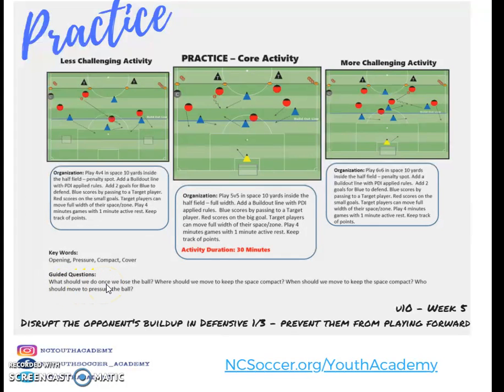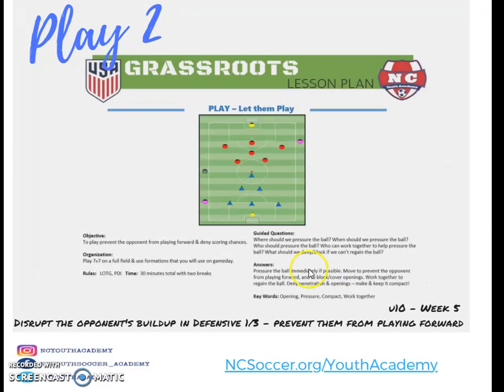That moment of transition, where do we go, when do we go, how do we go there? Where should we move? Maybe to keep it compact if I'm a single player or it's me and a friend and we're outnumbered. When should we move? Keep the space compact. So if my friend steps, what do I do? If my friend drops, what do they do? And then who should pressure the ball and when? And it's all going to come out. It's all going to be tested in our play 2 phase.